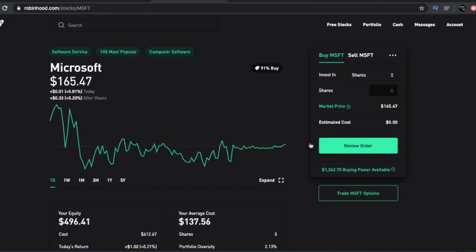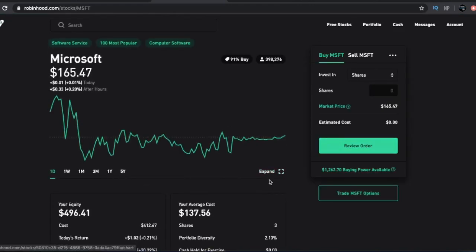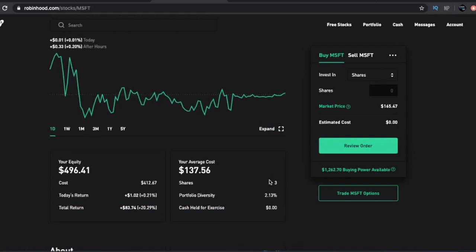Microsoft, I have three shares. It's at $165. It was up a little bit today, 0.21%. My average cost is $137.56. I'm up 20.29%, which is $83.74.